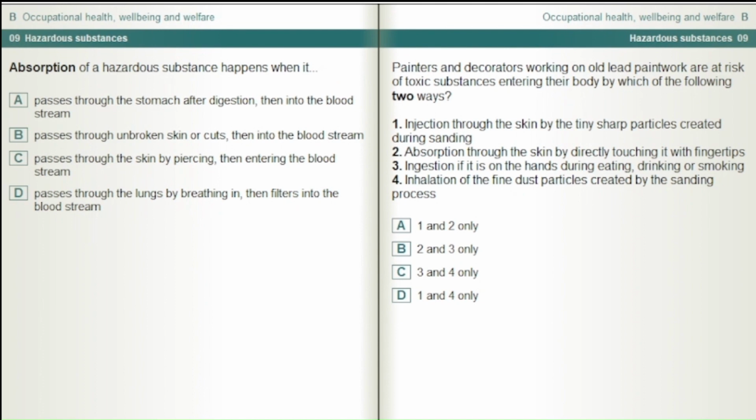Painters and decorators working on old lead paintwork are at risk of toxic substances entering their body by which of the following two ways? 1. Injection through the skin by the tiny sharp particles created during sanding. 2. Absorption through the skin by directly touching it with fingertips. 3. Ingestion if it is on the hands during eating, drinking or smoking. 4. Inhalation of the fine dust particles created by the sanding process. 1 and 2 only. 2 and 3 only. 3 and 4 only. 1 and 4 only.